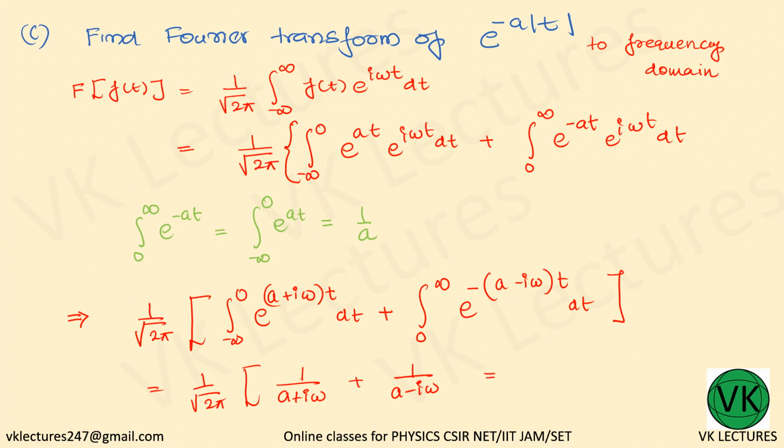So if you cross multiply, what you are going to get is 1 divided by root of 2 pi into 2 times a, divided by (a plus i omega) into (a minus i omega), that is a square plus omega square. So it's a square plus omega square.